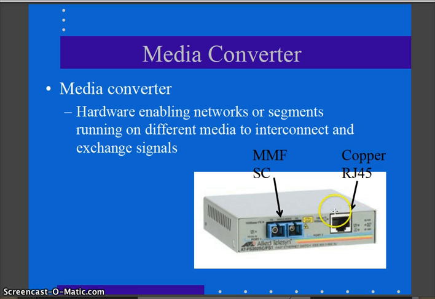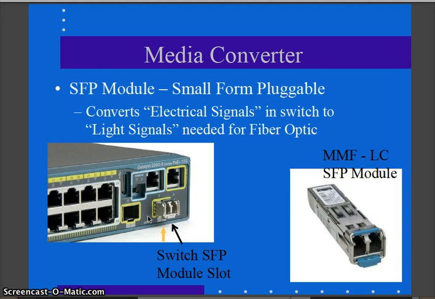So I plug in a copper patch cable here, electrical signals. It's reading the electrical signals, then spitting out over here light pulses that I can plug into my fiber optic. Well, this is an older style media converter. You still see them, but it's an older style.